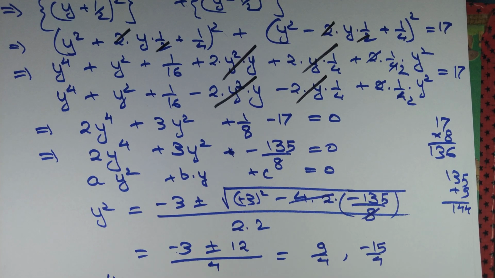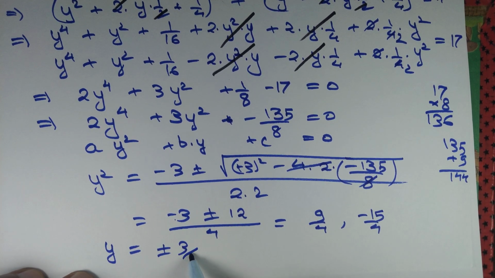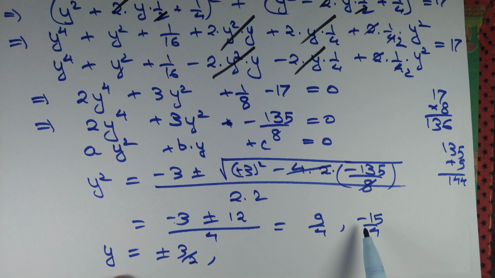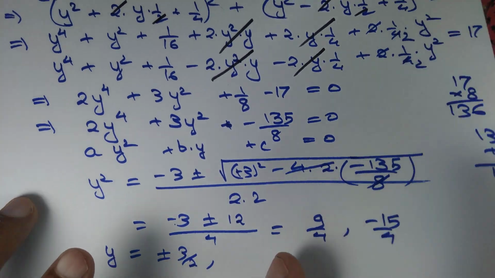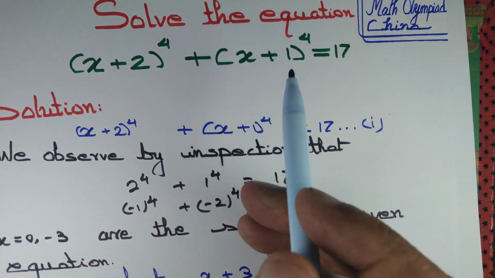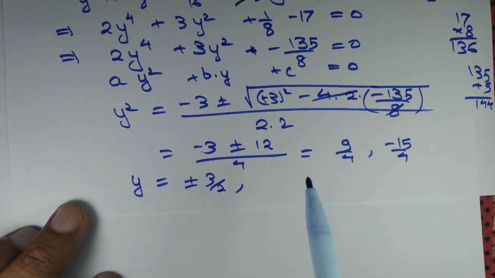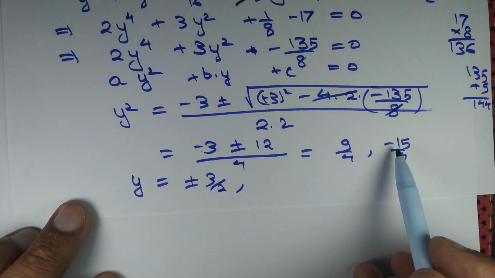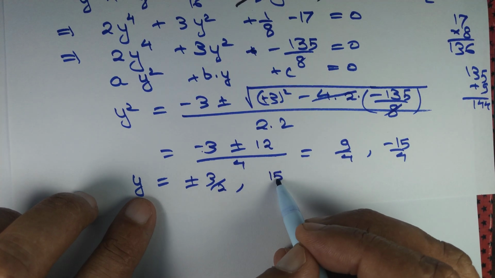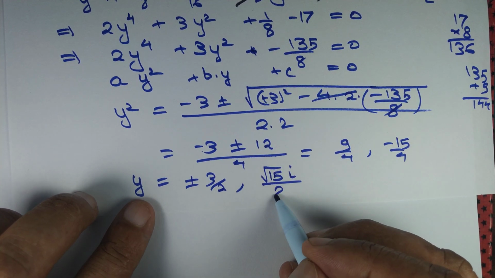So y equal to, simply we have to take the root. When we take root, plus minus 3 by 2. So those are the real cases. But we tend to get 4 number of roots because this is a polynomial of degree 4. So we are likely to get 4 number of roots. So 2 of them will turn out to be real and 2 of them will turn out to be complex. So square root of minus 15 is root 15 into i, and square root of 4 is just 2.